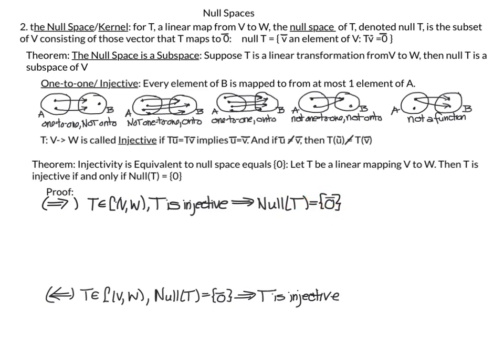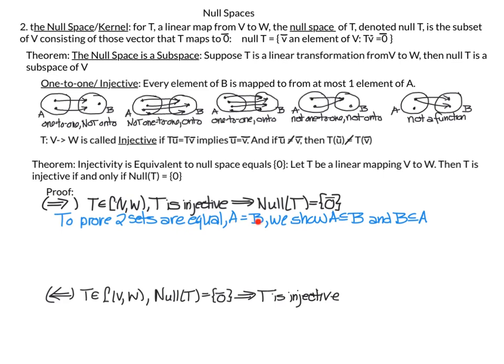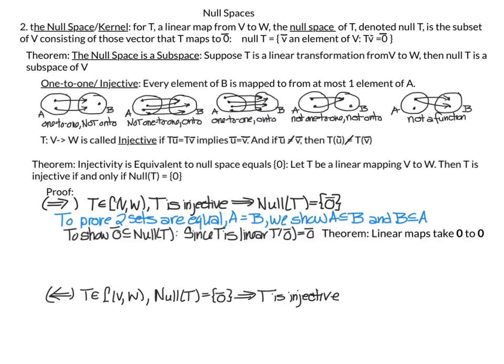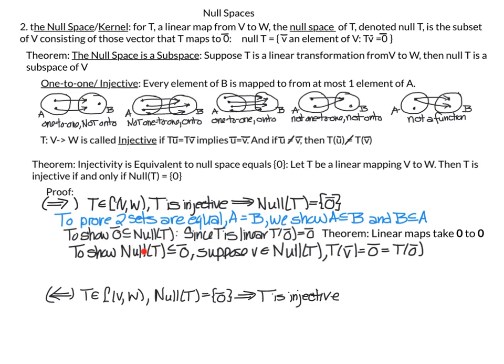The thing about this is we have two sets, and from set theory, we have learned that to prove two sets are equal, that is, if we say set A is equal to set B, we want to show that A is a subset of B and B is a subset of A. So starting then with 0 being a subset of the null space of T. Well, since T is linear, T of 0 gets mapped to 0. We have that theorem from our video about linear maps that 0 always gets mapped to 0. So this means that our 0 is in the null space of T. And now to show the null space of T is a subset of 0, let's suppose v is in the null space of T.